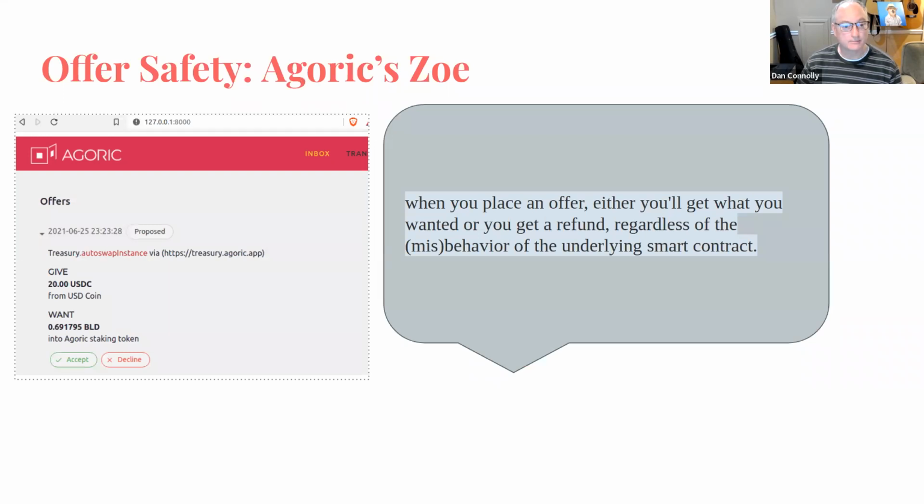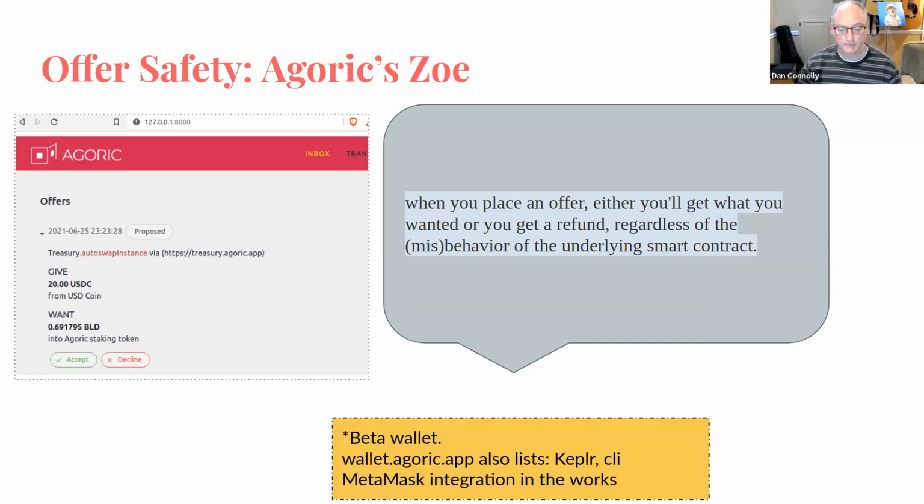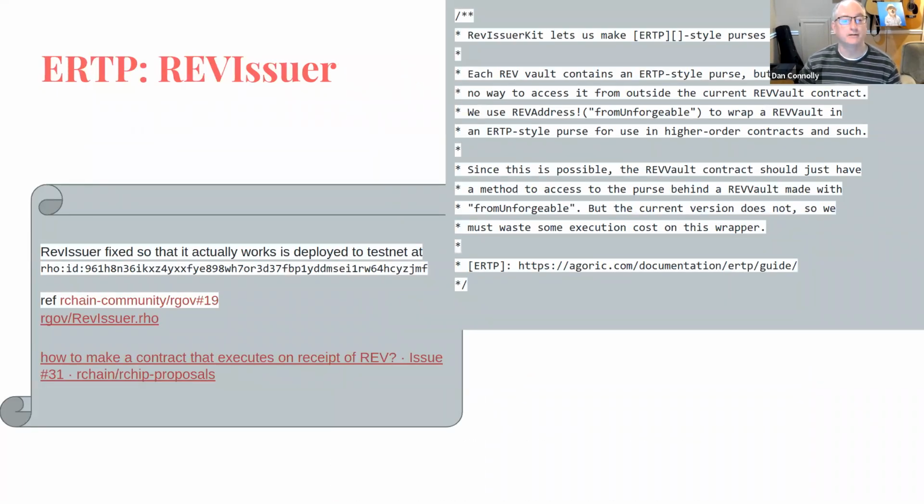Okay. Offer safety, I think, is a pretty big deal. When you place an offer, either you'll get what you wanted or you get a refund, regardless of the behavior or misbehavior of the underlying smart contract. Pretty big deal. It's a safety property. Greg's really interested in having behavioral types and stuff like this. I would love to write this down as a behavioral type. Okay, yeah, ERTP REV issuer, I showed that. It would be really great if the REV and most of the tokens in the RChain world followed this API.